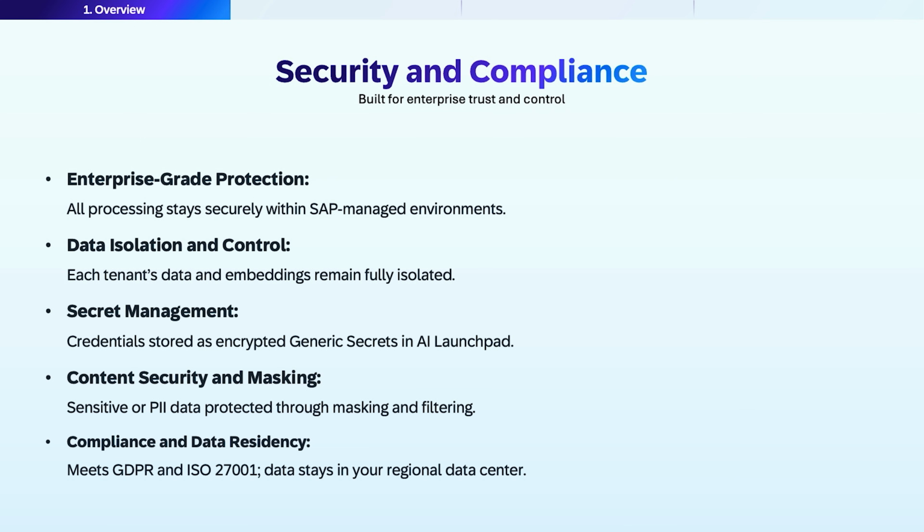Sensitive credentials, such as an access key for SharePoint or S3, are securely stored in SAP AI Launchpad as generic secrets, encrypted at rest and managed via the UI or APIs during runtime. The AI Core Orchestration Service also supports masking and filtering to protect personally identifiable information before data reaches the models. Because the service inherits SAP's enterprise certifications like GDPR and ISO 27001, customers can confidently adopt it while meeting their compliance requirements before implementing.